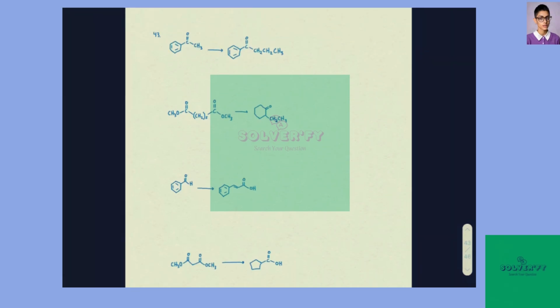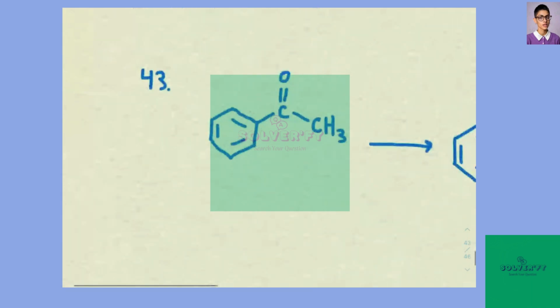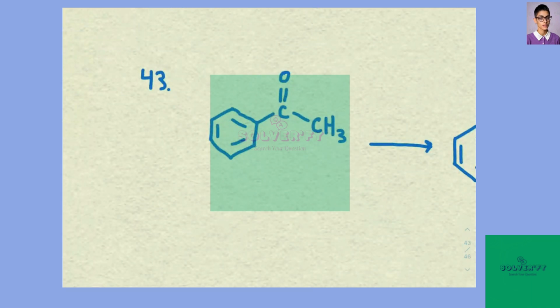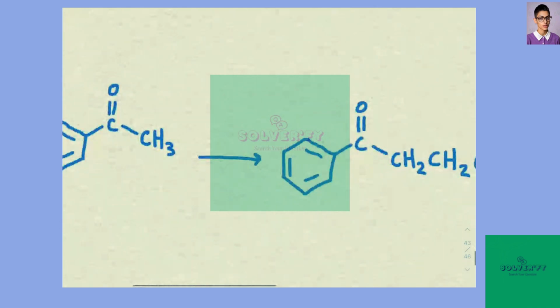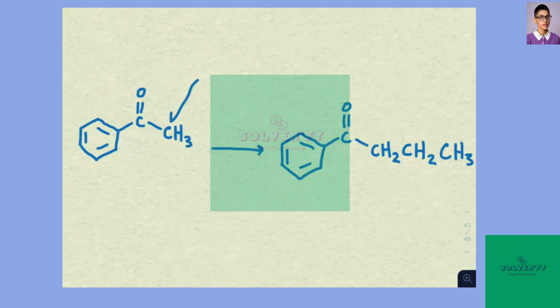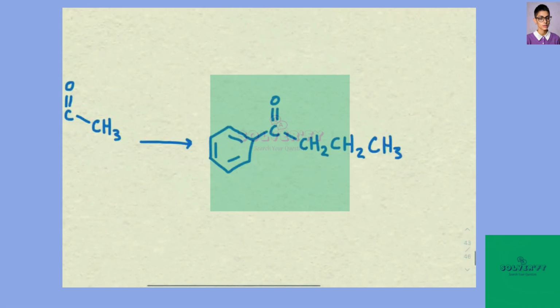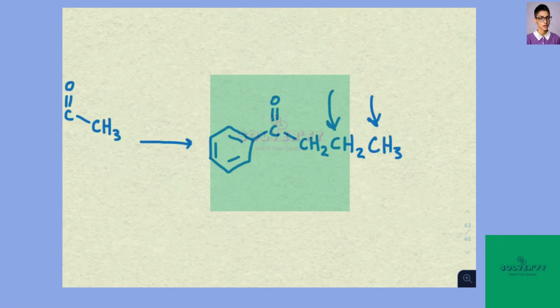Okay, this problem is asking us to perform synthesis for each of these reactions. First up I have this methylphenyl ketone, and we're going to transform that into this compound right here. When we're comparing these two, we have the presence of this single methyl group. That's one carbon, and then we have to add two more carbons right here, 1, 2, to that specific carbon.